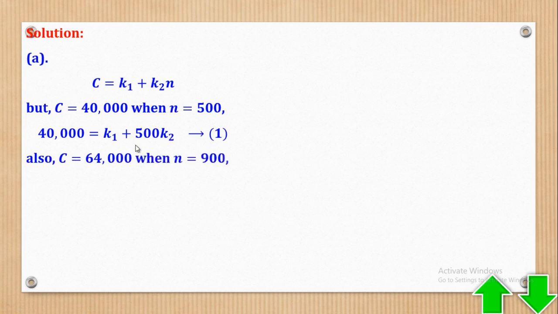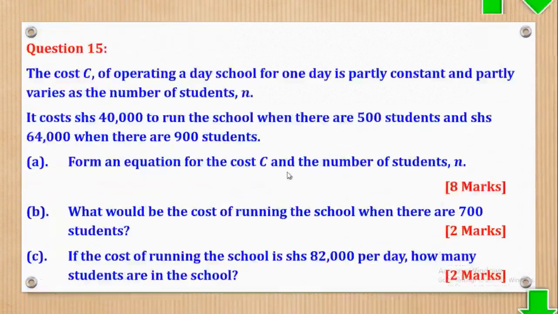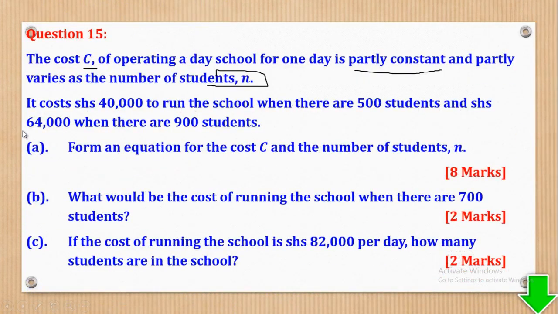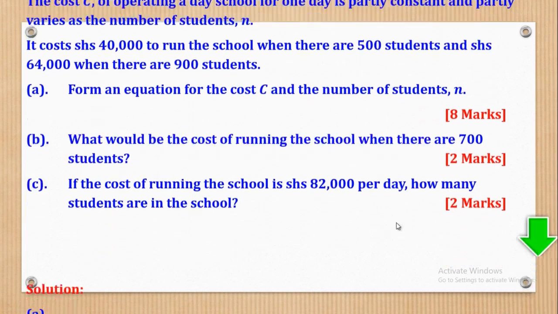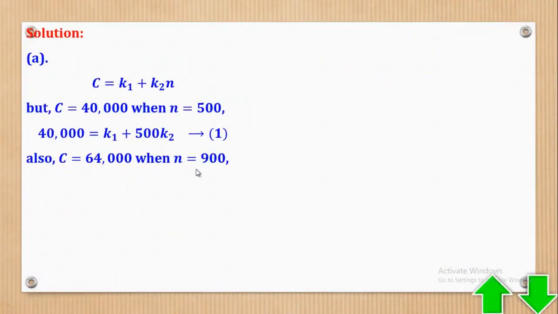Then we also need equation 2. Equation 2 will come from still the statement of the question. They told us here shillings 64,000 when there are 900 students. It means that when C is 64,000, N will be 900. So we substitute here, C as 64,000 and N as 900. Now we realize that we have two equations and two unknowns, so these will be solved simultaneously.